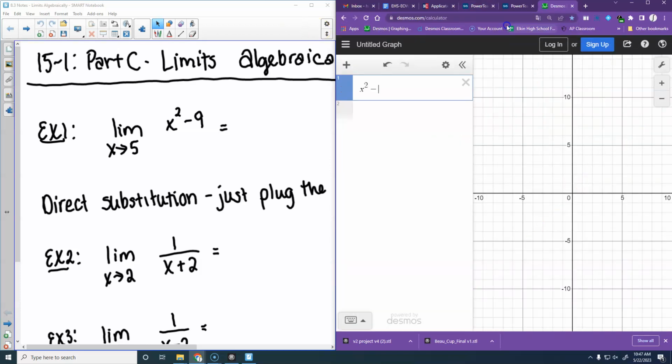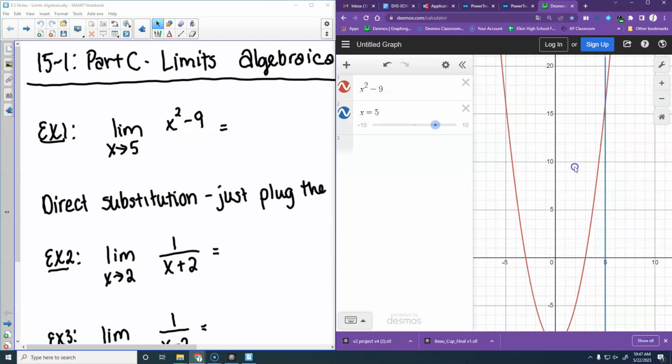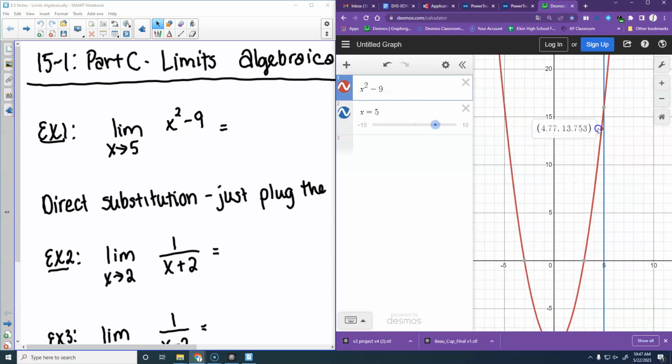X squared minus 9 is just a parabola. We are looking at where x equals 5, which is right here on this graph. And as we approach from the left, we go closer and closer and closer to that point right there. And as we approach from the right, we also go closer and closer to that point. And it's a closed dot, it's filled in, so we're approaching this point, and its y value is 16.